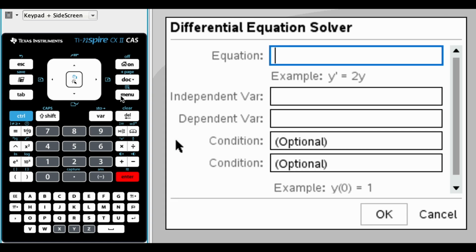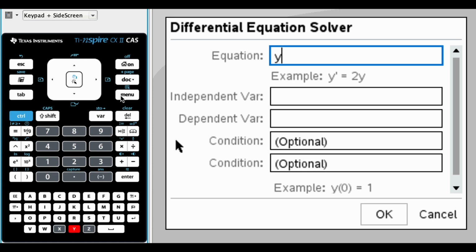So the CX2 has this option. You need to have a CAS to do this at all, but the CX2 has this option where this little wizard pops up. If you have a CX1 or a pre-CX, maybe the CX1 also has it. If you have before that, it doesn't have this. And just wait until the end and you'll see what you would need to type in.